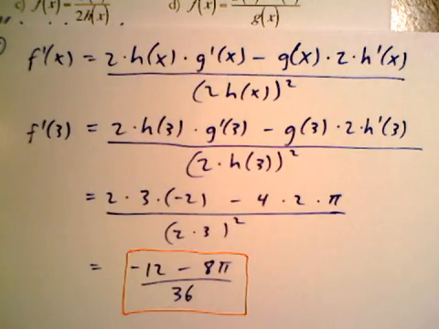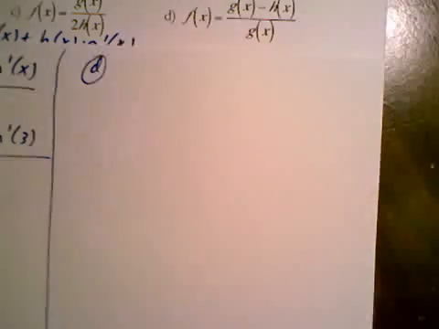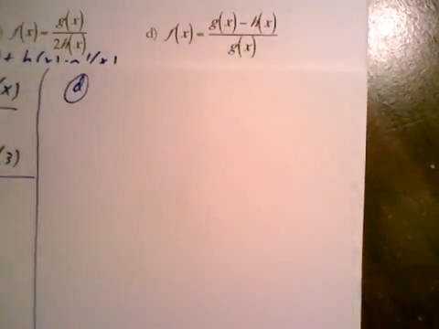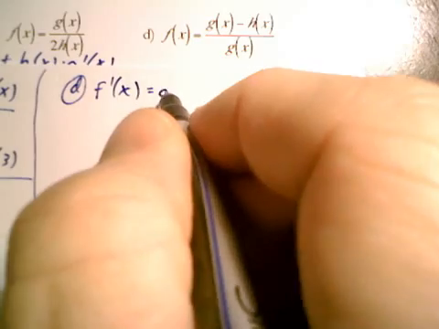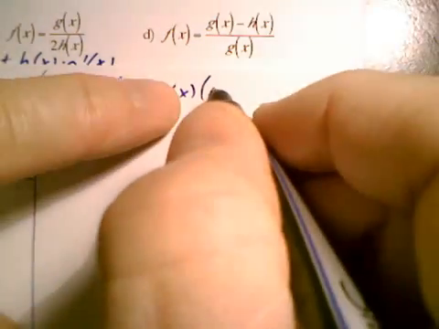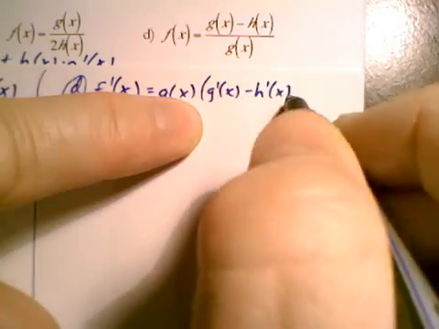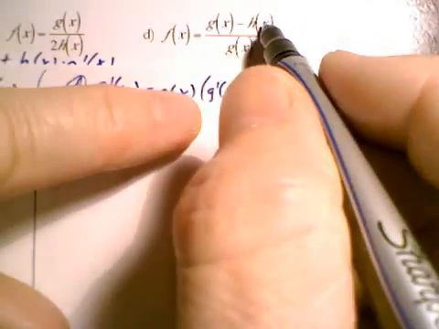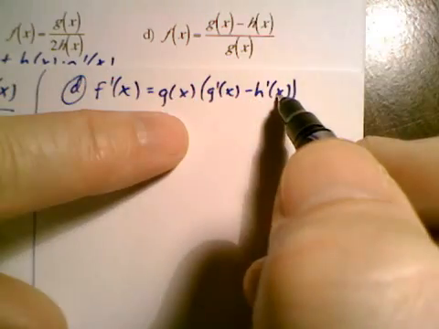Okay. And then D, do we have time? Yeah, we have time to do D. Cruise on over here and do that. So let me just make sure I've got room. So D, f prime of x is equal to low, which is g of x, times d high. Now d high is g prime of x minus h prime of x. Remember, the derivative of a difference is the difference of the derivatives.